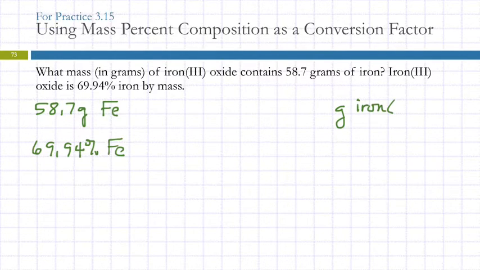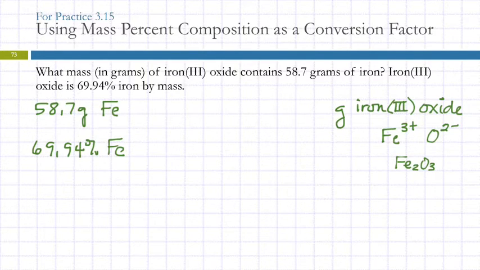We could write the formula, but we can actually do it without knowing the formula. What would the formula be? What's iron 3 mean? Fe3+, and oxide is O2-. Nomenclature review here. Fe2O3 is the formula. We don't need it, but it's good practice. The Roman numeral 3 tells us the charge on the ion, not how many there are. It's not Fe3O something. So we want grams of iron oxide.